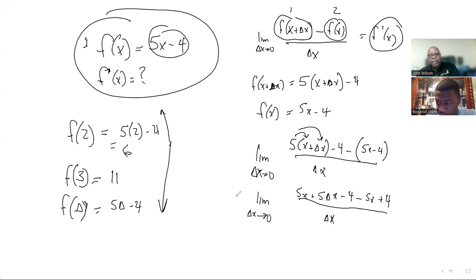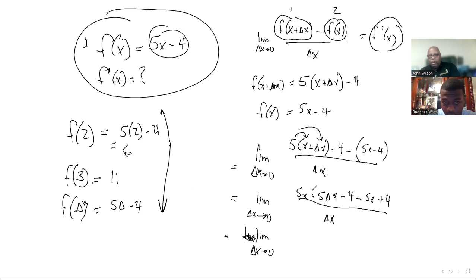Okay. Continuing, and notice how I keep writing the limit here, right? Because we haven't operated on it yet. We have to use that when we can, using what we learned earlier in the class. Limit as delta x goes to 0.